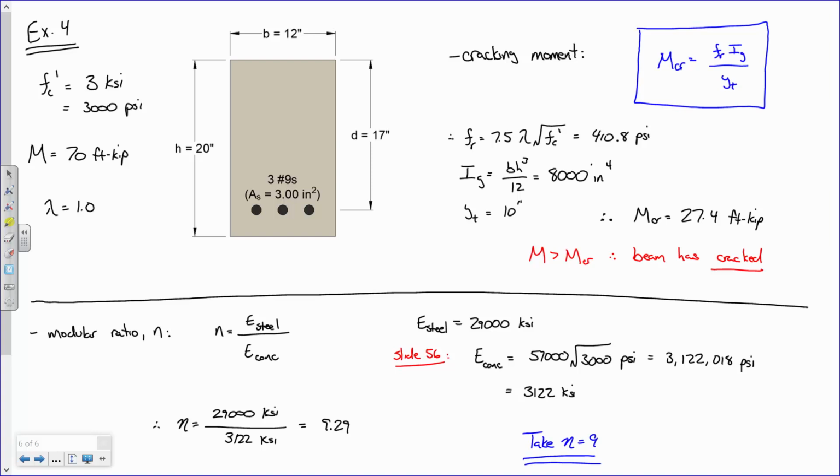So far, so good? Okay. Does everybody have everything on this slide? Okay, I'm going to move on to the next panel. Okay, so now we can start looking at our transform section.